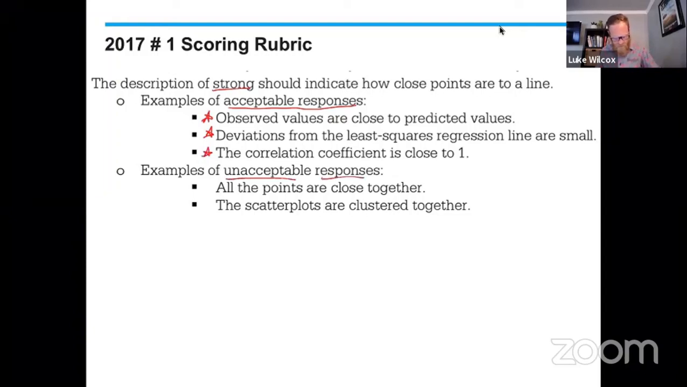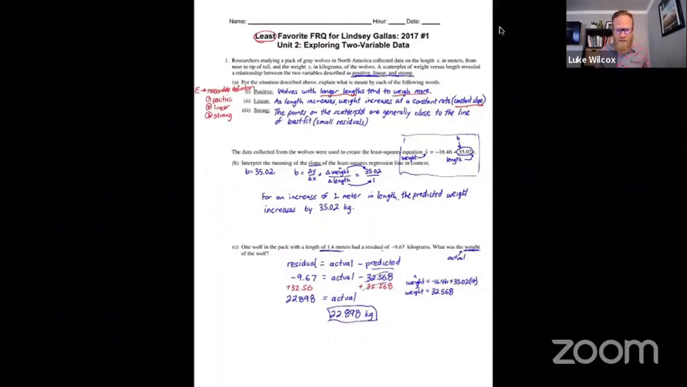Unacceptable responses is to just simply say all the points are close together. It doesn't quite tell you about strength. And the scatter plots are clustered together. It doesn't quite make sense. So you can see why Ms. Gallus had trouble with this one, because the grading of it is kind of a mess.